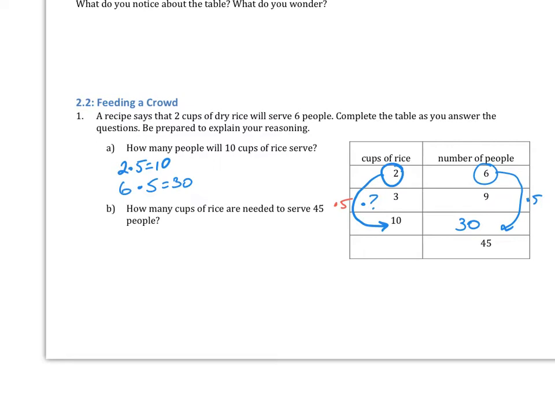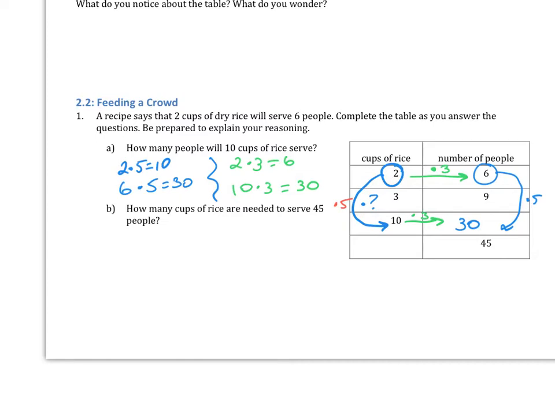Now, there's also another way to look at this. Okay, let's switch colors. Instead of working down the table, we can also work across the table. So notice if I go 2 to 6, I can multiply by 3 to get that number, right? 2 times 3 is equal to 6. Well, then I can apply that to 10 as well and also multiply by 3. So 10 times 3 is equal to 30. So there you have two different ways to address the same question.